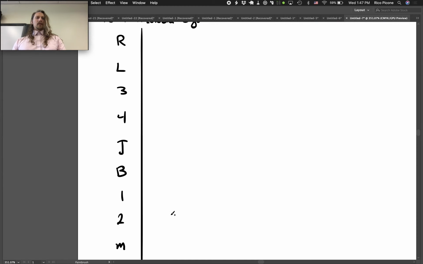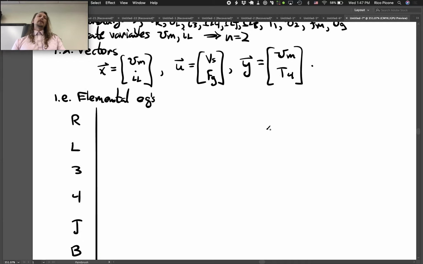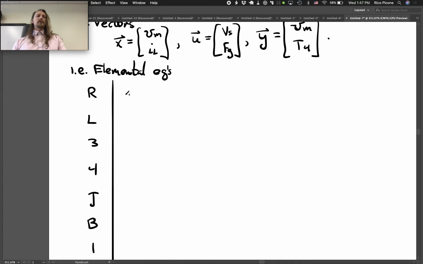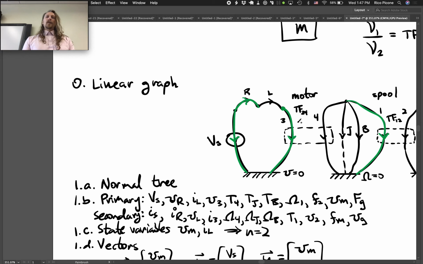What was the y vector again? VM and T4. Okay, so the elemental equation for the resistor is just good old Ohm's law. VR equals IR times R. For the inductor, dIL/dt equals 1 over L times VL. Okay, 3 and 4 are related to the motor, right?